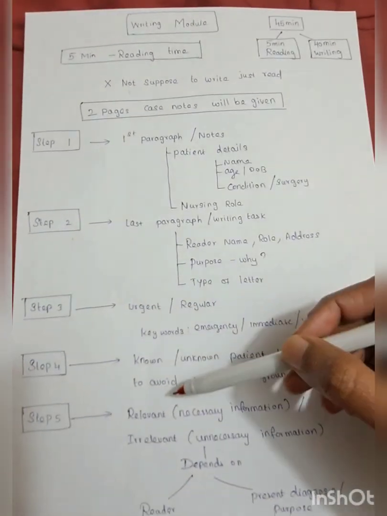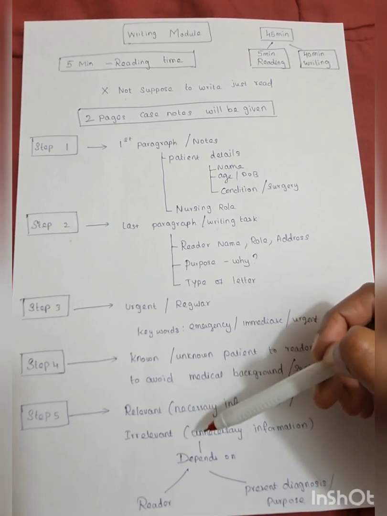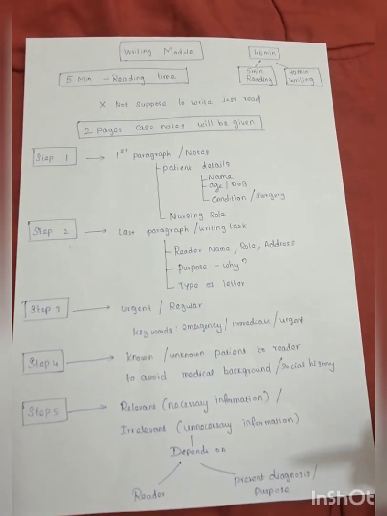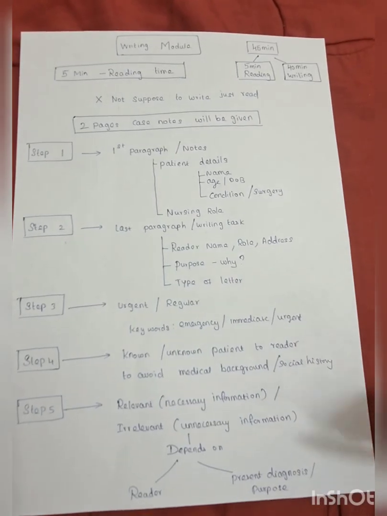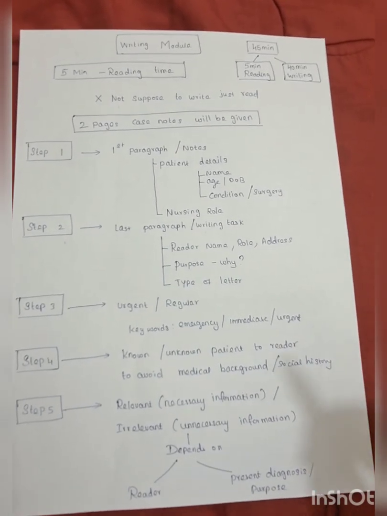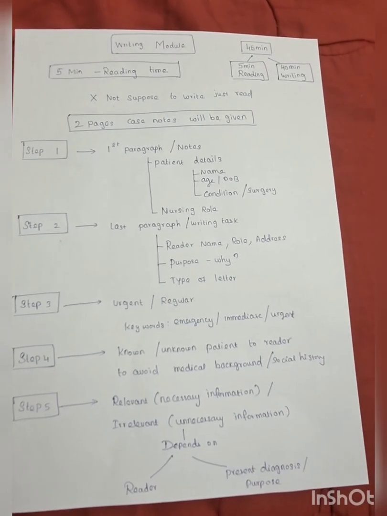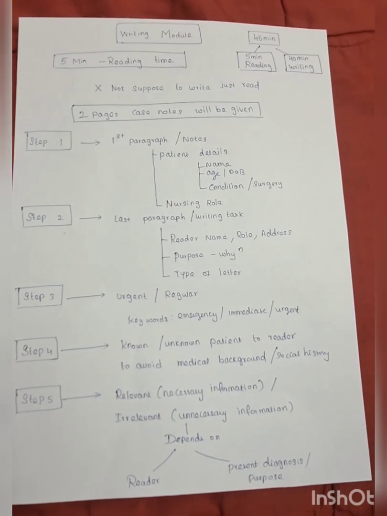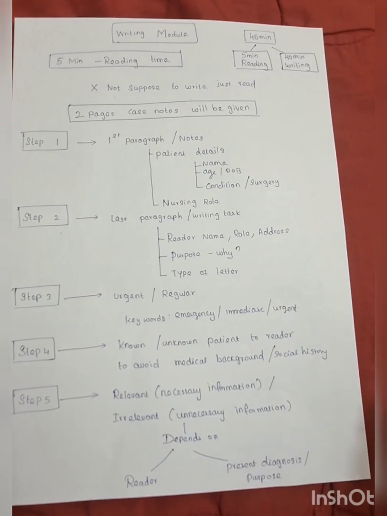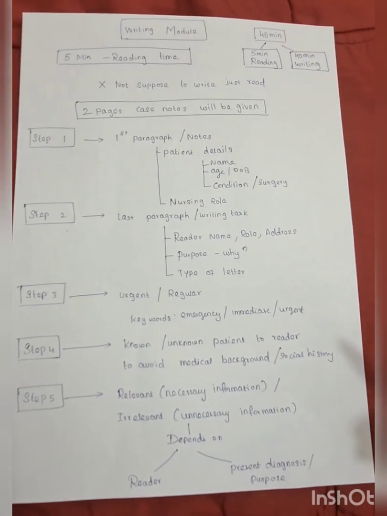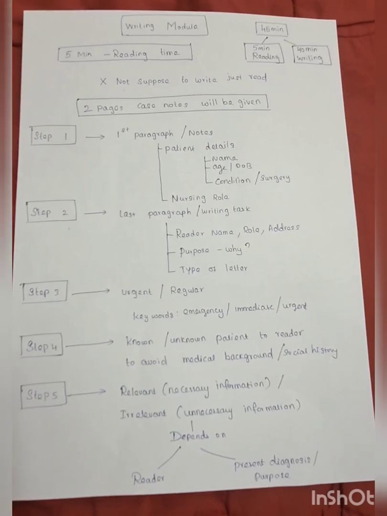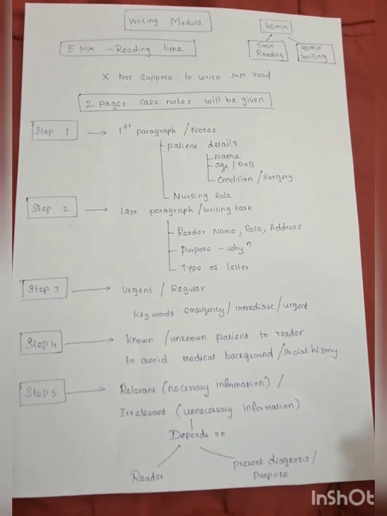Step 5 comes to relevant information and irrelevant information. After your 5 minutes reading time is complete, you can mark whichever is necessary information and unnecessary information, by taking 1 minute, like R, IR, or just mark a tick or a cross. That will be useful for you to understand what information you are going to include in your letter, which depends upon two things.